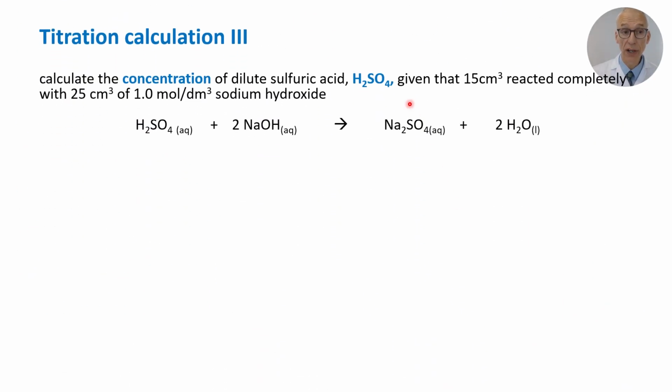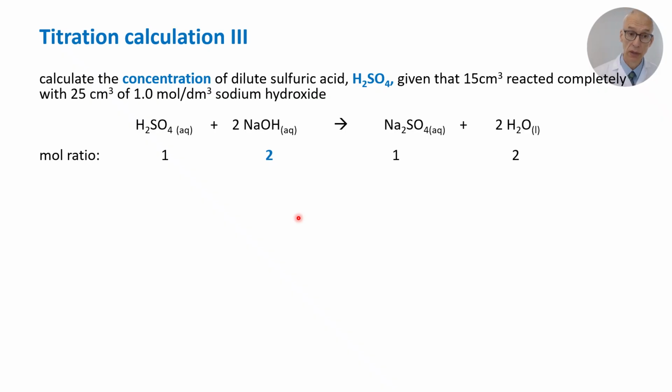So one last variation. Calculate the concentration of dilute sulfuric acid given that 15 centimeters cubed reacted completely with 25 centimeters cubed of 1 mole per decimeter cubed sodium hydroxide. Well, what's different? The reacting mole ratio. 1 mole of sulfuric acid reacts with 2 moles of sodium hydroxide. You're going to have to use that in the calculation. So stop, carry out that calculation, come back to see if you've got it right and correct if necessary when you are ready.